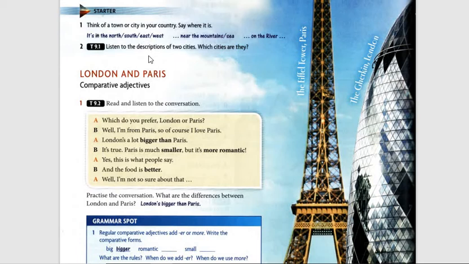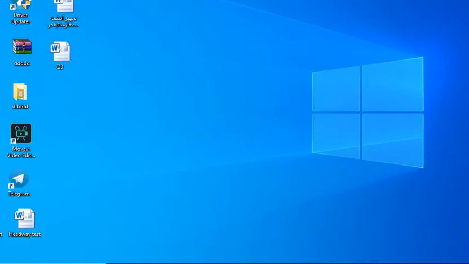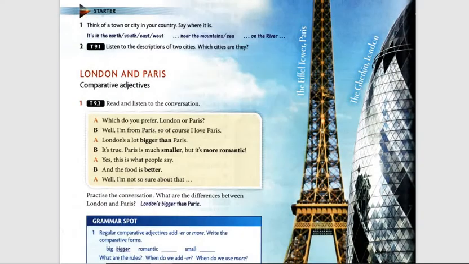You can use the adjectives that you want in order to make these comparative adjectives. Yes, we have comparative. Yes, we have a grammar spot here.